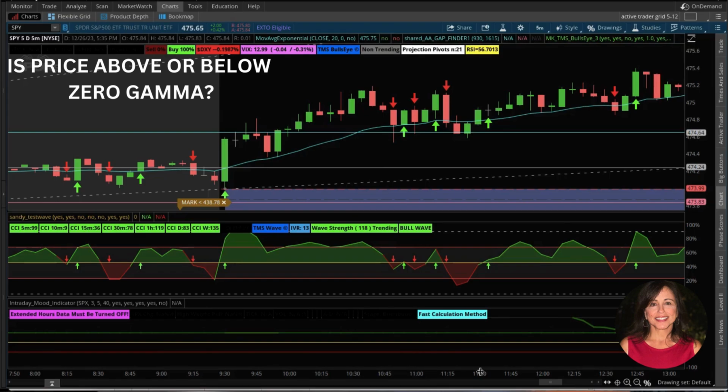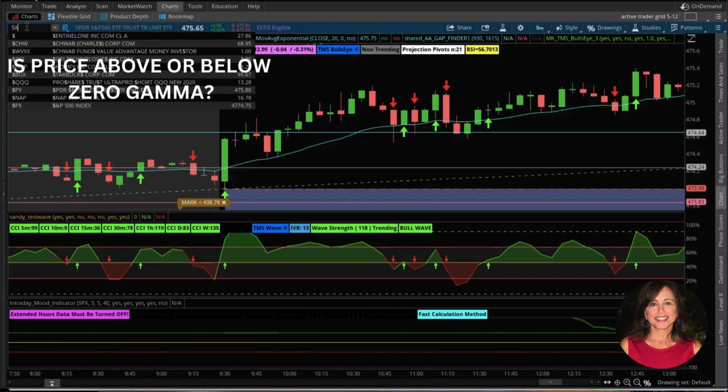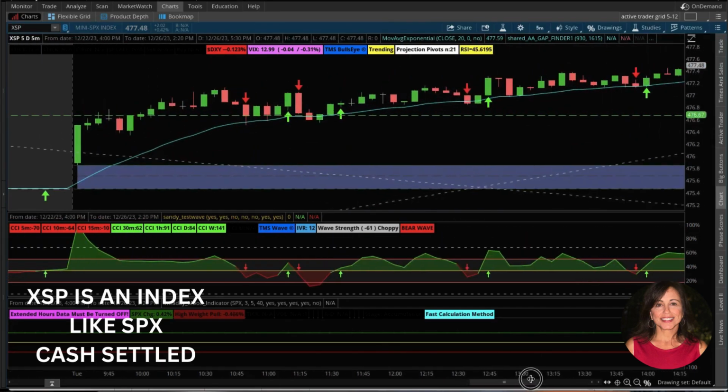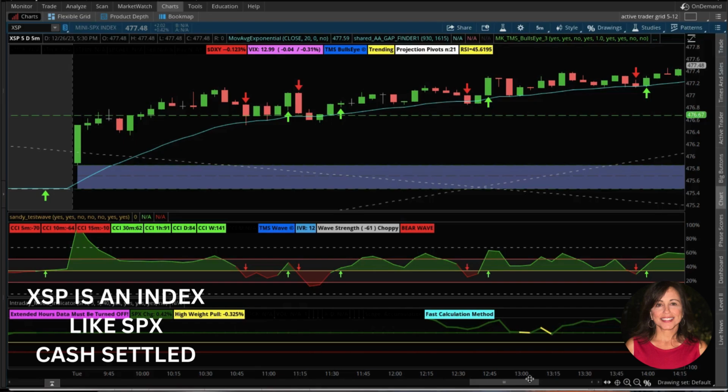At around 11:30, I was looking to put on a butterfly. I was looking at XSP, an index just like SPX. It's priced like SPY, not as liquid as SPY, but you can let this cash settle, which is really convenient, especially for those that have PDT rules in place. After breaking out at around 11:30, XSP was at 476.80 thereabouts. And gamma showed that positive gamma was at 478, so $2 above us.